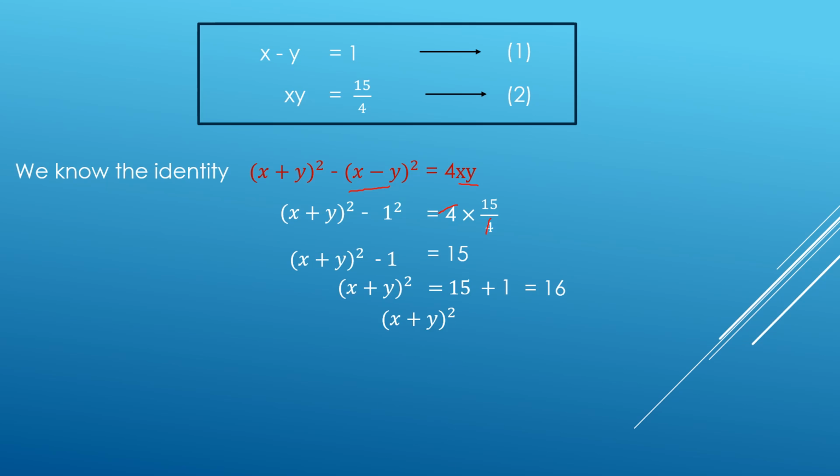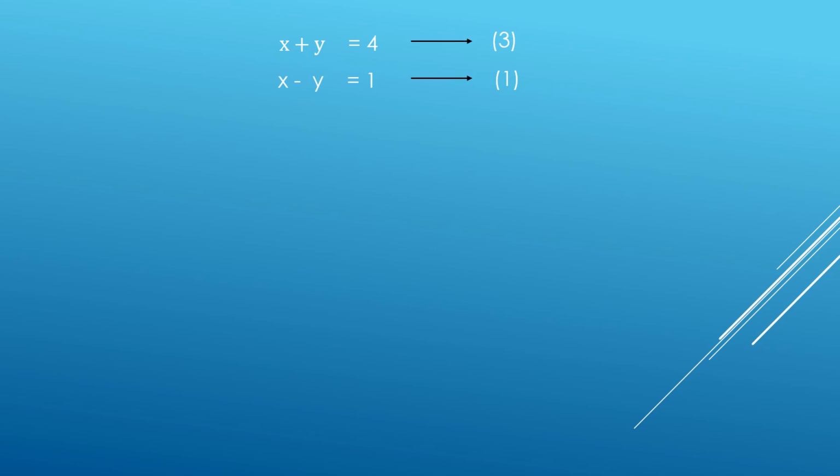My question is, what will be x plus y? Correct. Square root of 16. What is that? 4. So we got x plus y equal to 4, and we call this equation number 3. We already have x minus y equal to 1, which is equation 1. So we have got two equations, and tell me the next one. We will solve this by adding. Good. The first term is 2x. Second term is 0y. Third term is 5. Good. So we got 2x equal to 5.